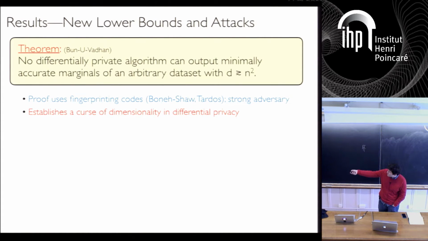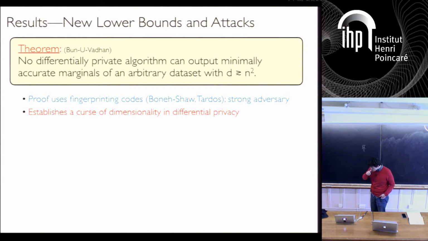But because we were using this very brittle construction of fingerprinting codes, it requires a very strong adversary. The attack works in a very worst case model where we control the data and we control the adversary's knowledge. And differential privacy says that we shouldn't even allow attacks in those settings. But maybe realistically you could ask, is this plausible?